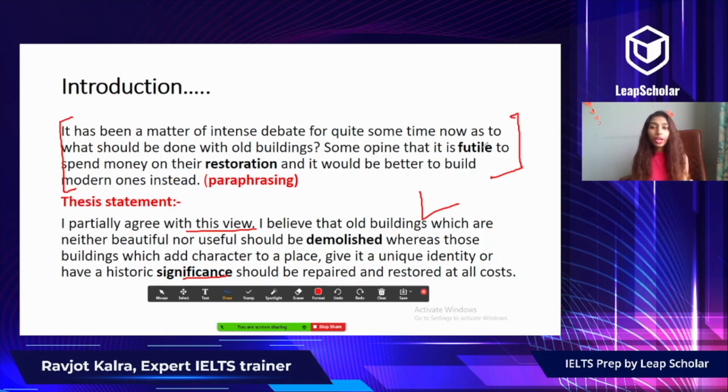So there are 2 points. The first is about demolition: old buildings which are neither beautiful nor useful should be demolished. That's key point number 1. Why this should be done, I'll be explaining in the first body paragraph. The other thing is that if a building has significance, then it should be repaired or restored. That's the other point, which I'll be explaining in the other body paragraph.